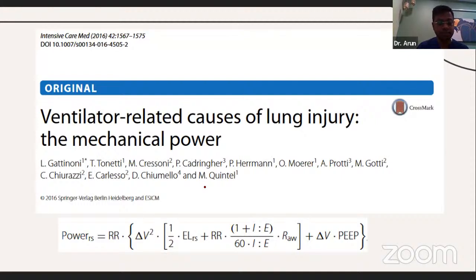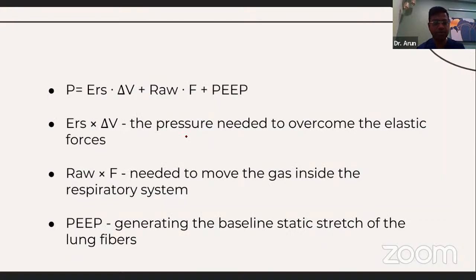That is pressure, volume, respiratory rate, and flow. In 2016, Gattinoni et al. proposed this mechanical power concept. They clubbed all these four factors into one equation. This is the equation they first proposed. Actually, this equation is derived from the equation of motion.